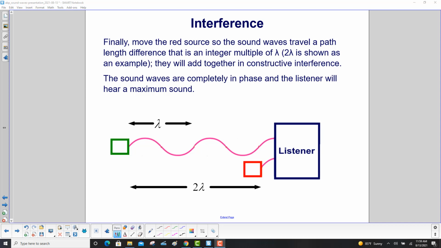Finally, move the red source so the sound waves travel a path length difference that is an integer multiple of lambda. We're going to show 2 lambda as an example. See the distance here? It's 2 lambda closer to the listener. Here we have the peaks matching each other again. So that's going to be constructive interference. The sound waves are completely in phase and the listener will hear a maximum sound. So completely in phase, constructive interference, maximum sound.